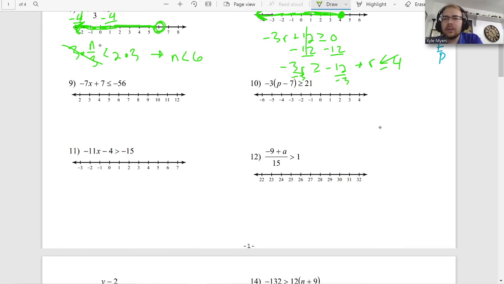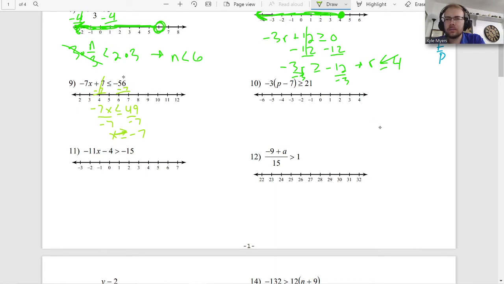So here we want to subtract 7 on both sides. Subtract 7, negative 7x less than or equal to 49. And then I want to divide both sides by negative 7. I have to flip the sign because I'm dividing by a negative. And I get negative 7, greater than this time because I had to flip the sign, which means it's going to go to the right.